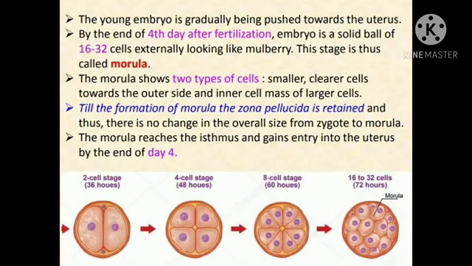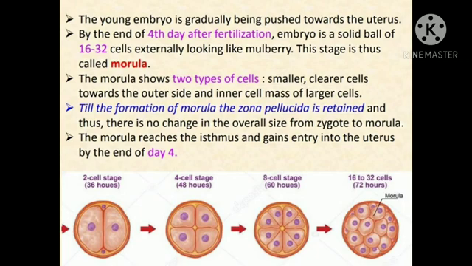Now, as the cleavages are going on, the young embryo is gradually being pushed towards the uterus. By the end of the 4th day after fertilization, the embryo is a solid ball of 16 to 32 cells, externally looking like a mulberry.